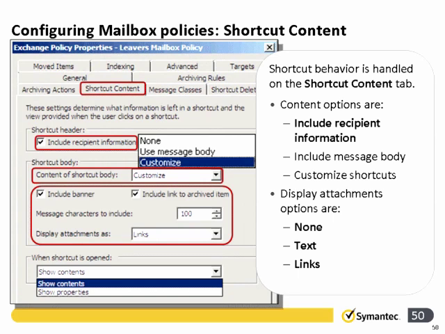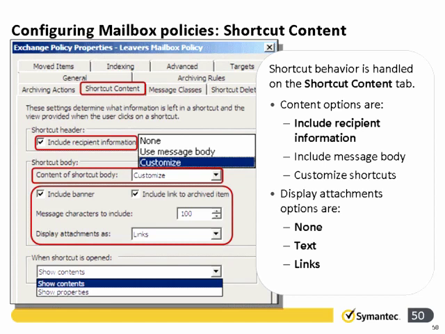Another thing we said we could perform when setting up the mailbox policies was the shortcut content and shortcut deletion. This is in addition to setting up the archiving rules and the archiving actions that we performed earlier. We're going to start off by going back to the leavers mailbox policy that we looked at earlier in the lesson, and go to the shortcut content tab. The first thing we're looking at is the recipient information. You have the option of including the recipient information. The shortcut will always contain the from and to subject information.